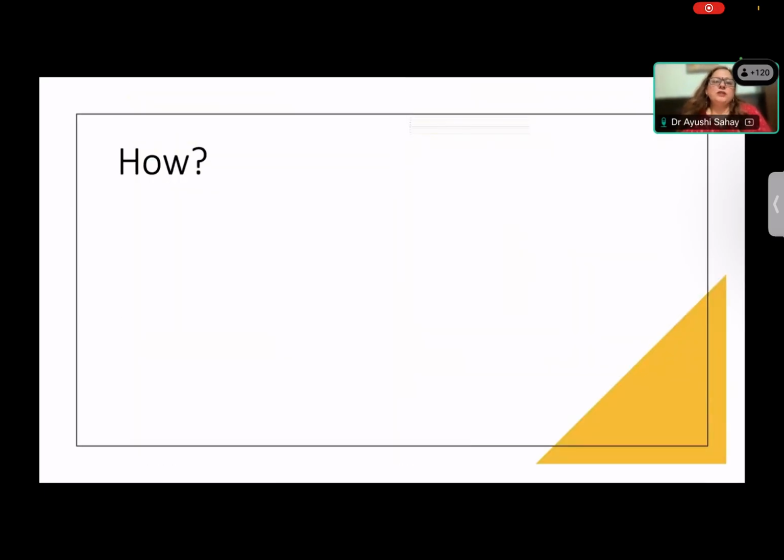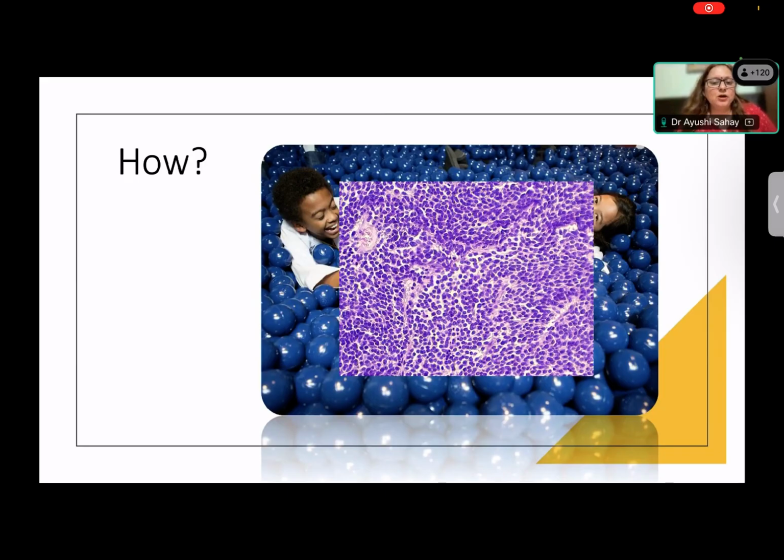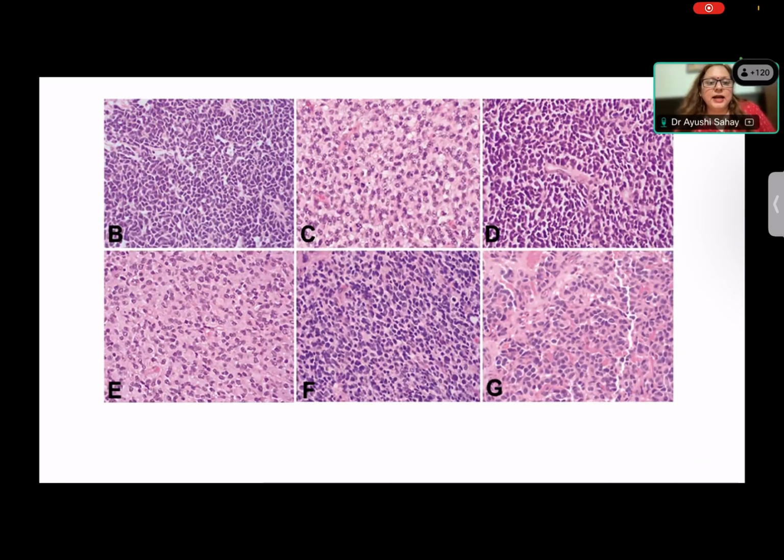Now, we have seen what these are and why we need to classify, but how do we classify? Because all of them look like what? You are swimming in a sea of small round blue cells. So this is what it looks like. All the small round blue cells, they all look like each other. All the tumors look like each other. So how do we differentiate between them? If you see this screen, you can see that there is a whole sea of small round blue cells that I have shown to you. And none of these is an embryonal tumor.